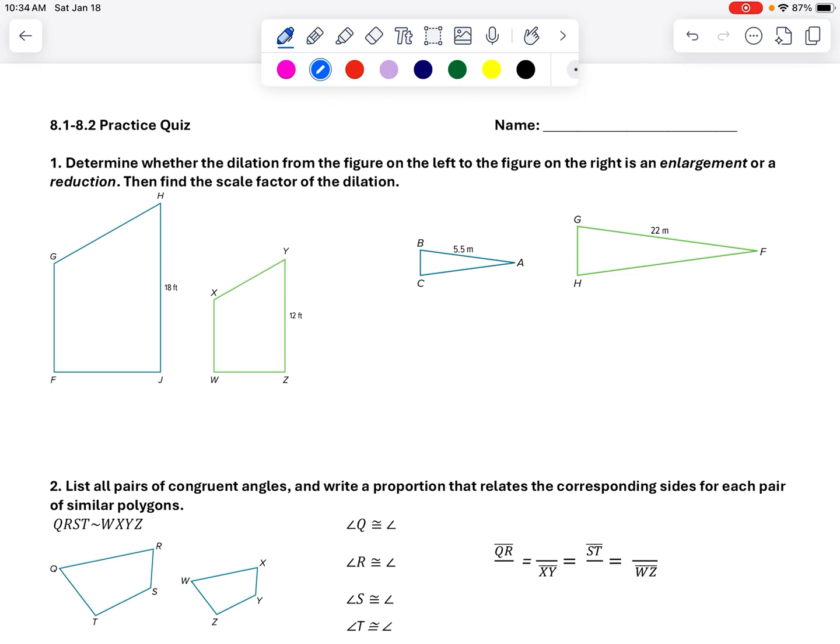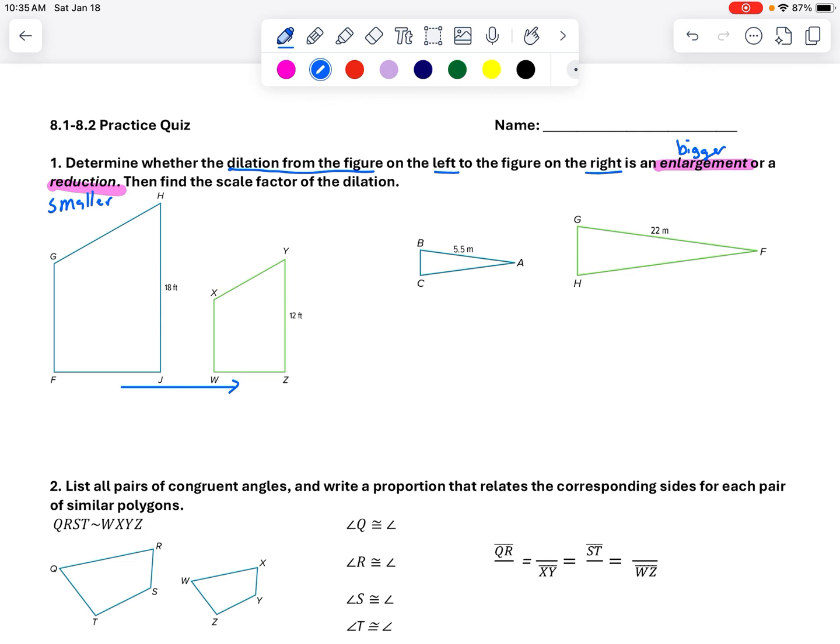Anyway, we are asked to determine whether the dilation from the figure on the left to the right, so we're going to go from left to right, is an enlargement. Again, our two choices are enlargement or reduction. So in this case, do we get enlargement, gets bigger? I'm just adding some notes to this, not required of anything that we did. I'm just adding that on there in case you want to look over this as a quick review, you have all those things there.